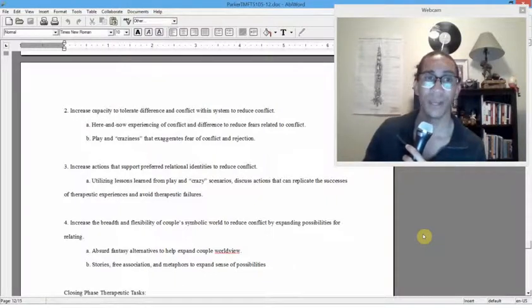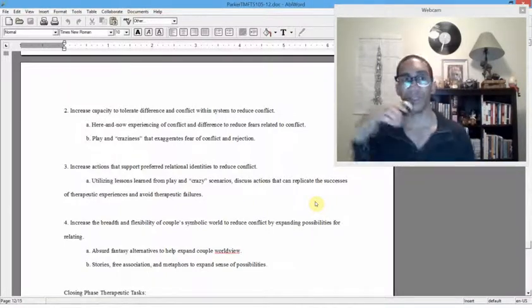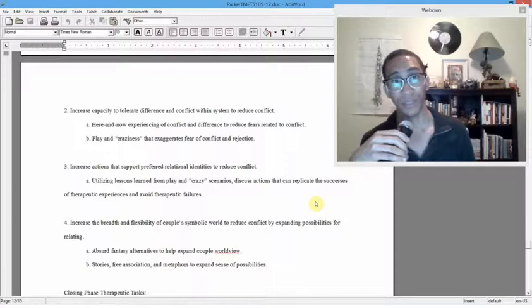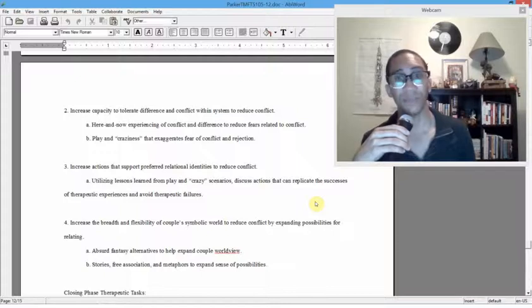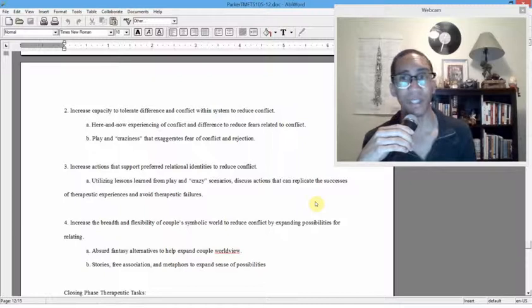Playing craziness that exaggerates fear of conflict and rejection. I think that the more that you join with Nathaniel, the easier it would be to play with the crazy symbol systems that he has, especially if you can understand them, and use them with him. He might really enjoy that, and he might actually laugh. I don't think he really laughed in that whole movie. And I think that that's what he needs.